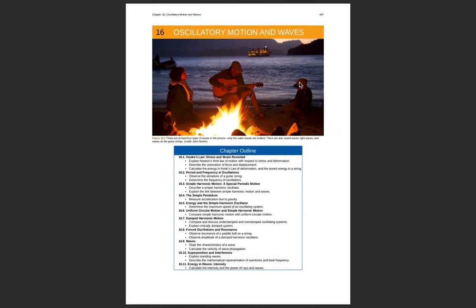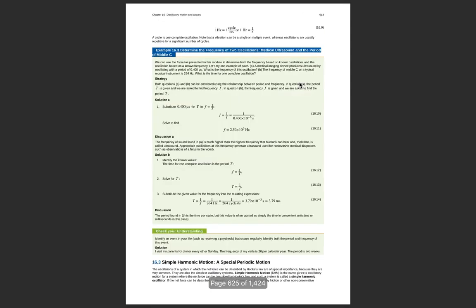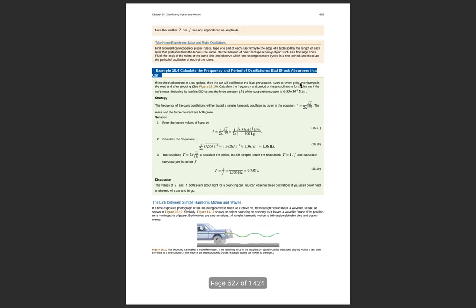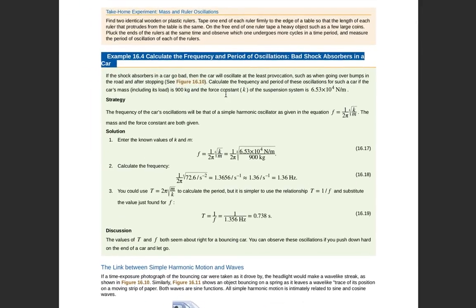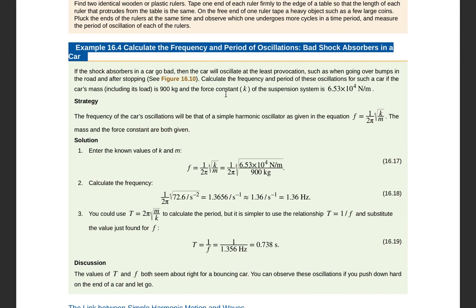So example 16.4, we'll go ahead and find that in the book. If the shock absorbers in a car go bad, then the car will oscillate at the least provocation, such as when going over bumps in the road and after stopping. Calculate the frequency and period of these oscillations for such a car if the car's mass, including its load, is 900 kilograms and the force constant k of the suspension system is 6.53 times 10 to the 4th newtons per meter.